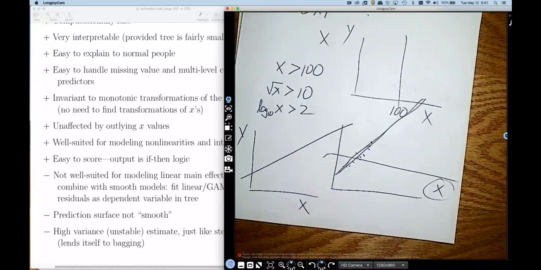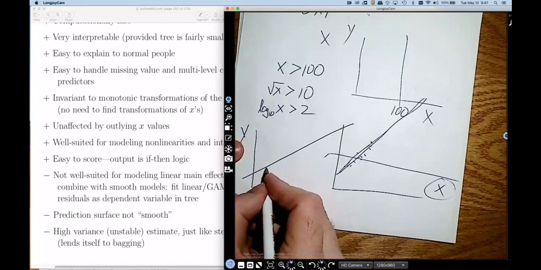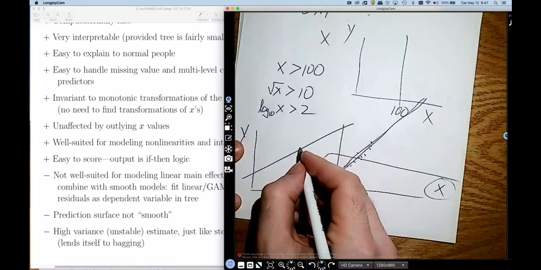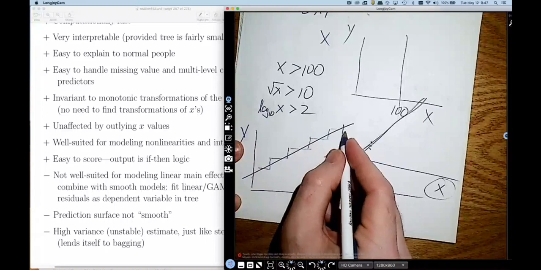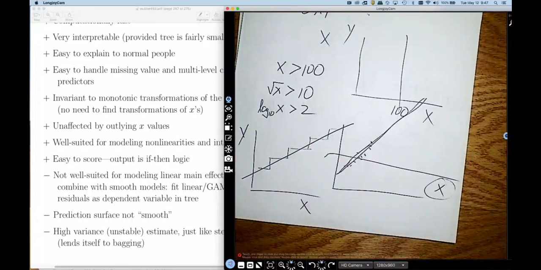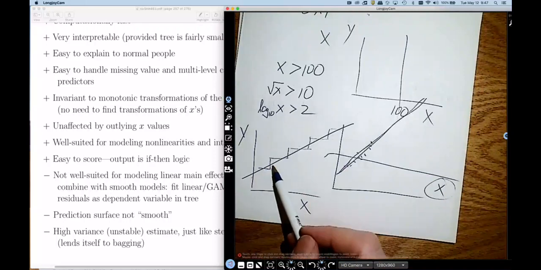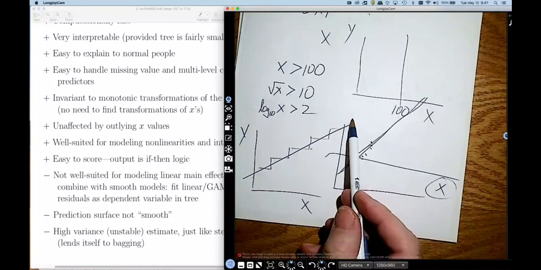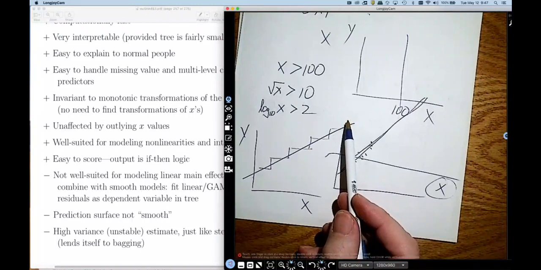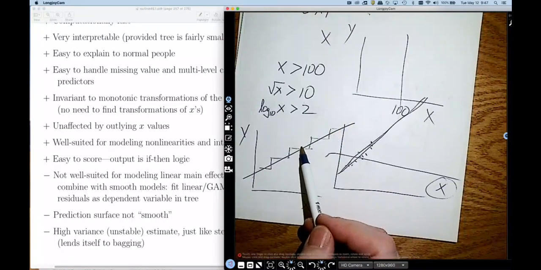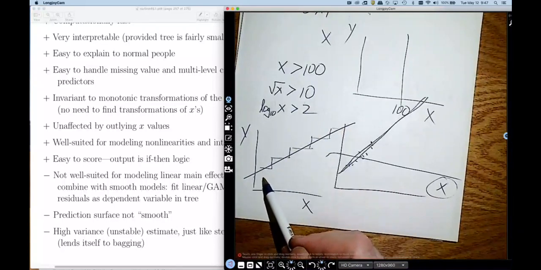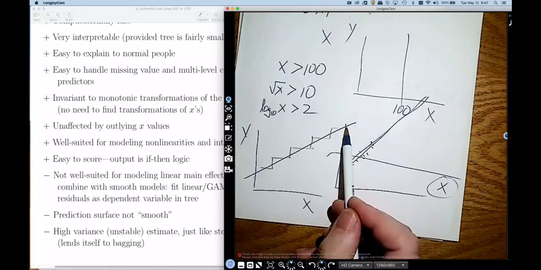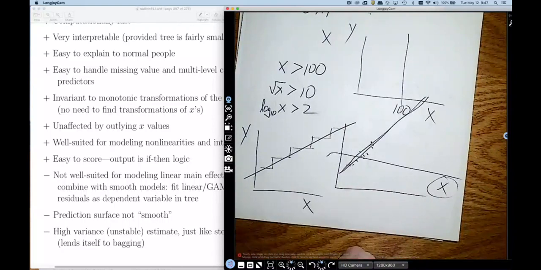represent a linear relationship with a tree? I'm going to have a whole lot of splits. So basically I need a step function to represent this, and I'm going to need a whole lot of steps, which means I'm going to burn a lot of degrees of freedom to represent that. So if you've got a nice, smooth, monotonic relationship like this, trees are not good. Linear regression is really good at capturing that. You need to spend 2 degrees of freedom to represent that relationship. You need a slope and an intercept, whereas with a tree, you're going to need a lot to approximate that line.